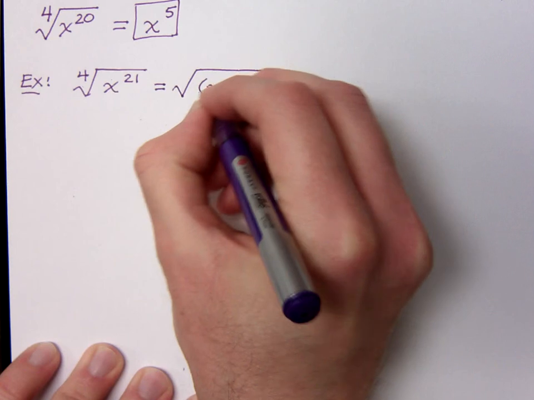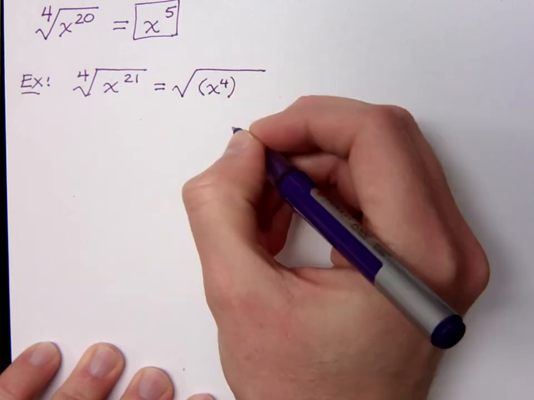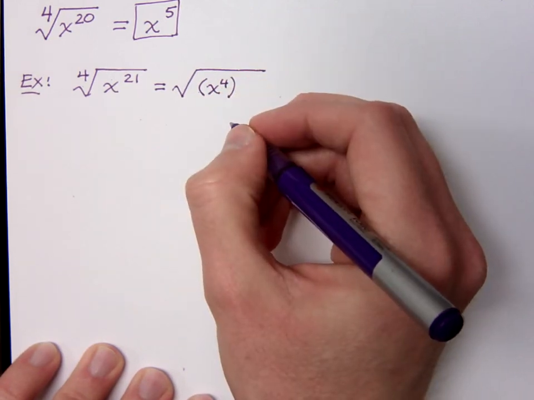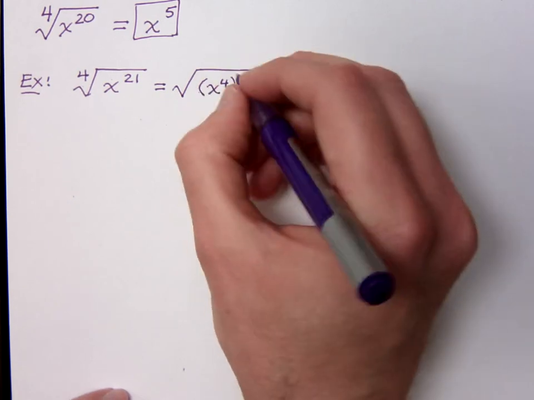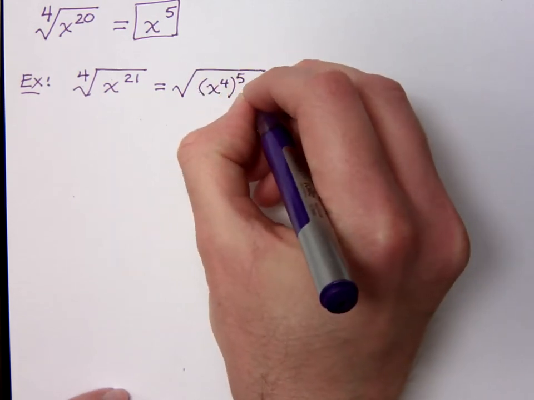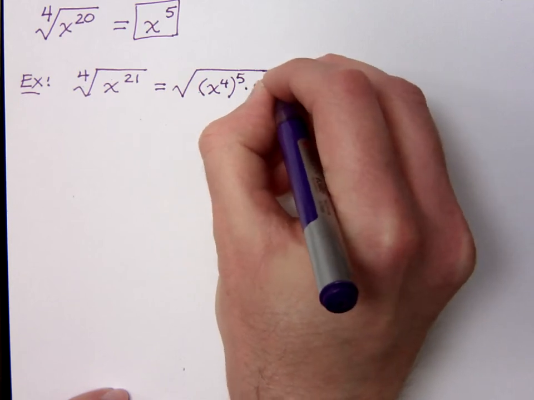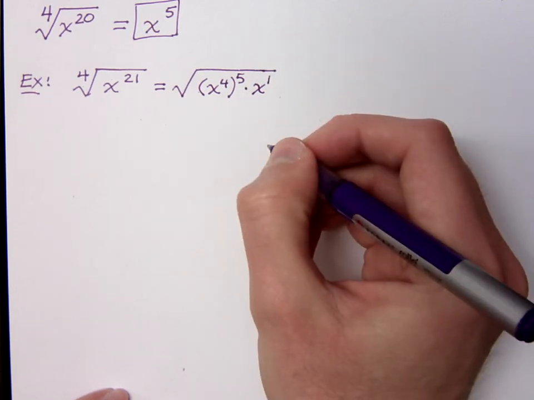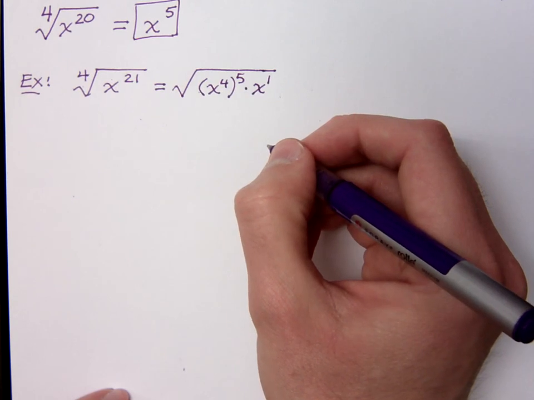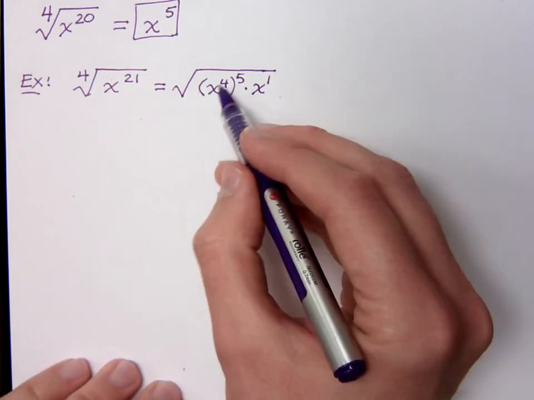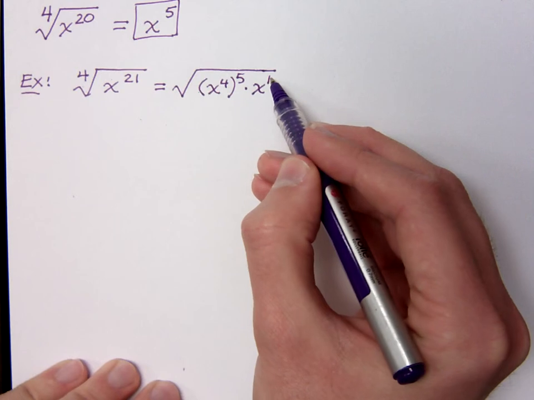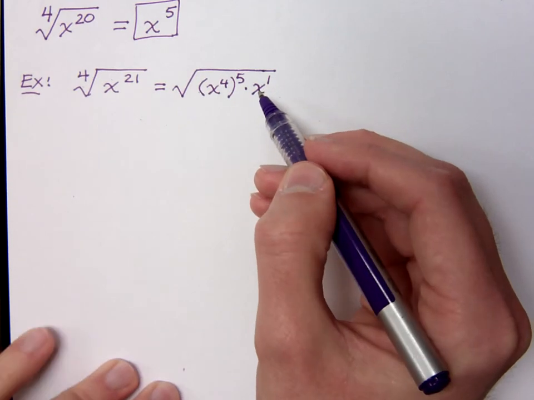How many sets of 4 would I have? If I have 21 x's, how many sets of 4 would you have? 5, exactly right, and you'd have 1 left over. Do you agree? Why did you need to put the 1 if that's already understood to be there? For emphasis. I want to make it very clear that we've got 20 and 1. We've got 21 factors of x. We haven't lost anybody.